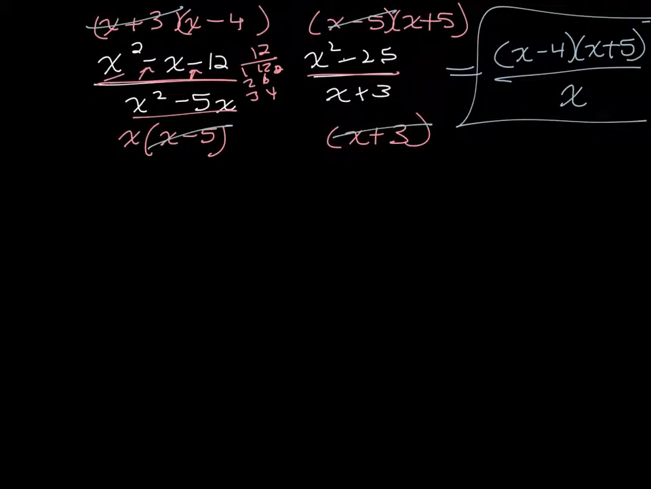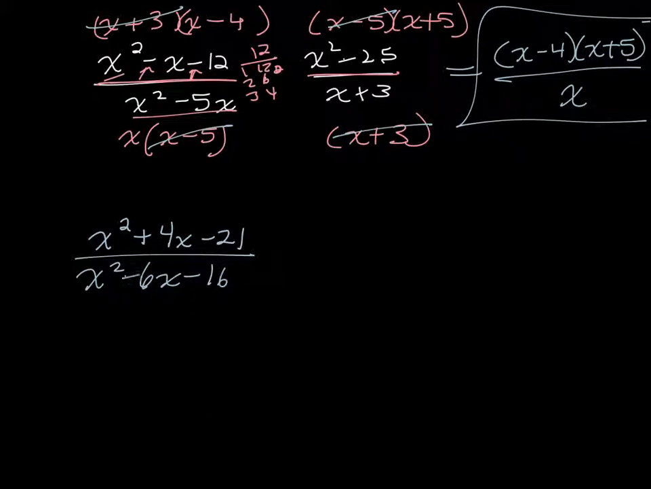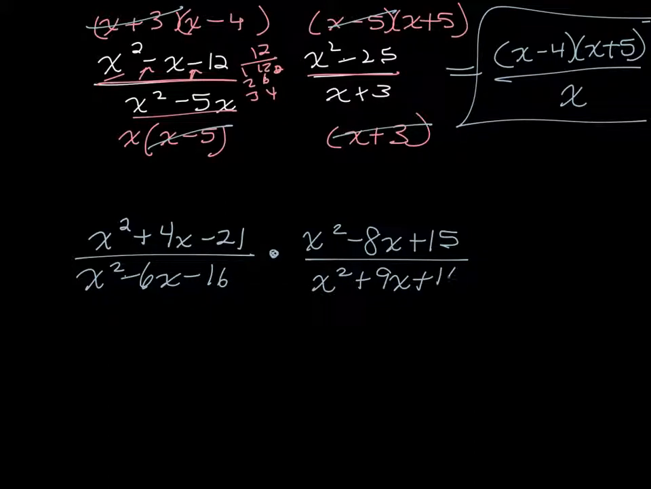Let's go ahead and try this one, x squared plus 4x minus 21 over x squared minus 6x minus 16 times x squared minus 8x plus 15 over x squared plus 9x plus 14. So go ahead, take your time, factor it down. I'm going to start with this one.